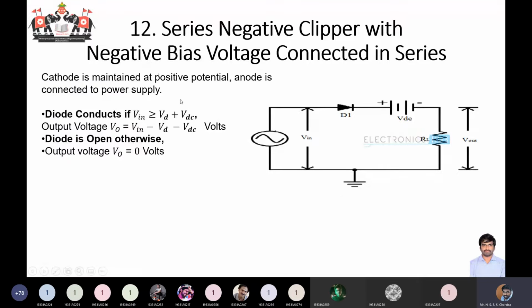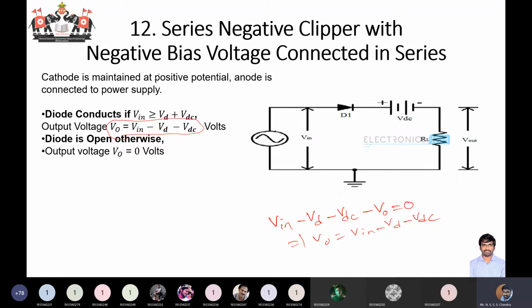Whereas anode is connected to the power supply. Here the condition for the diode to conduct is Vin should be greater than VD plus VDC. So if this condition is satisfied, then the diode will be on. When the diode is conducting, then output voltage, if you draw your KVL equation, will be Vin minus VD minus VDC minus V naught equal to 0. So your V naught will be equal to Vin minus VD minus VDC. That's what you are getting over here.